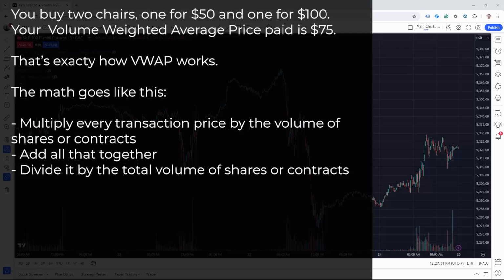Imagine you go to the store and buy two chairs, one for $50 and the other for $100. Your volume-weighted average price paid is $75. That's exactly how VWAP works. The math goes like this. Multiply every transaction price by the volume of shares or contracts, add all that together, and then divide it by the total volume of shares or contracts.